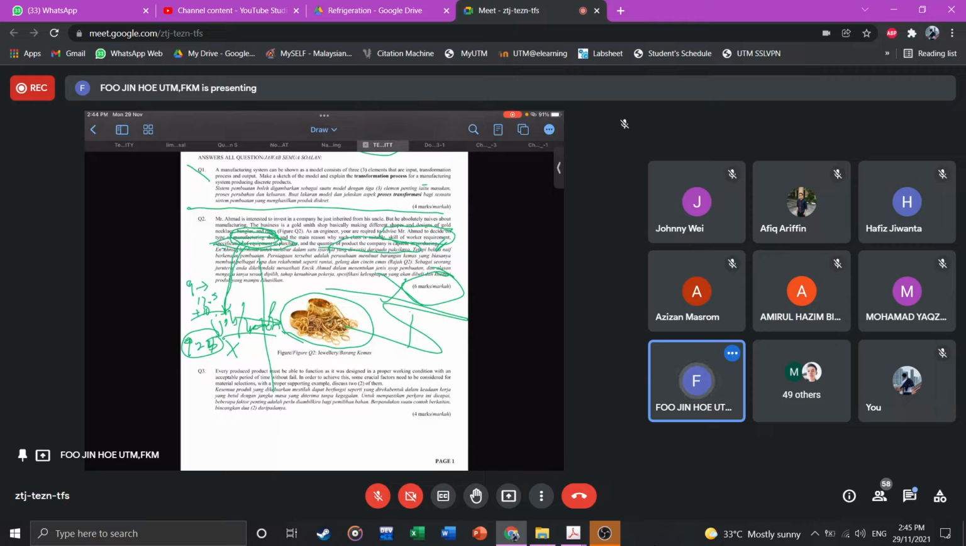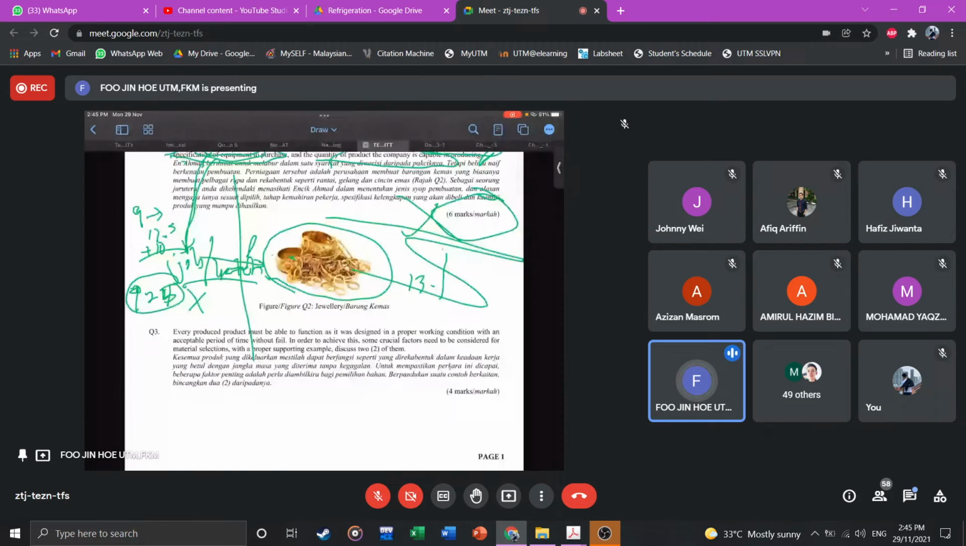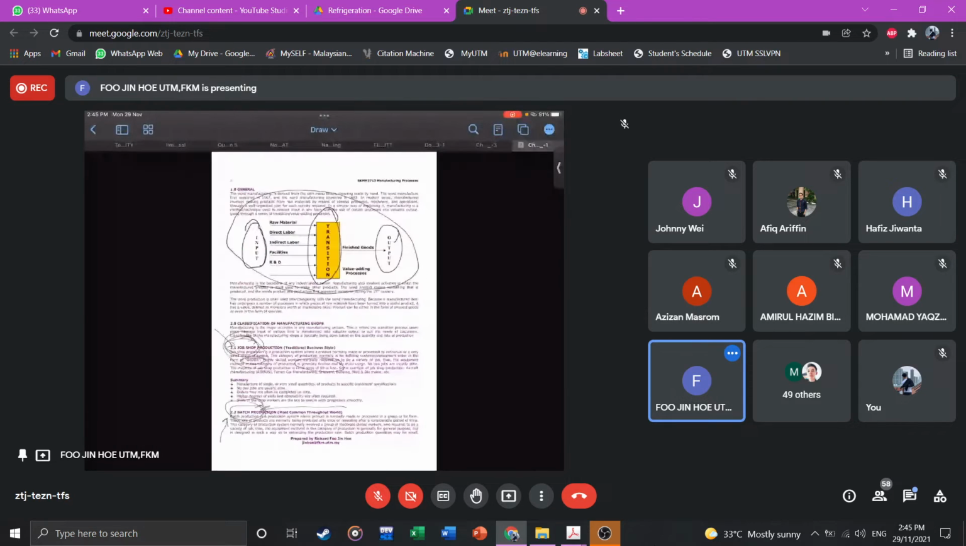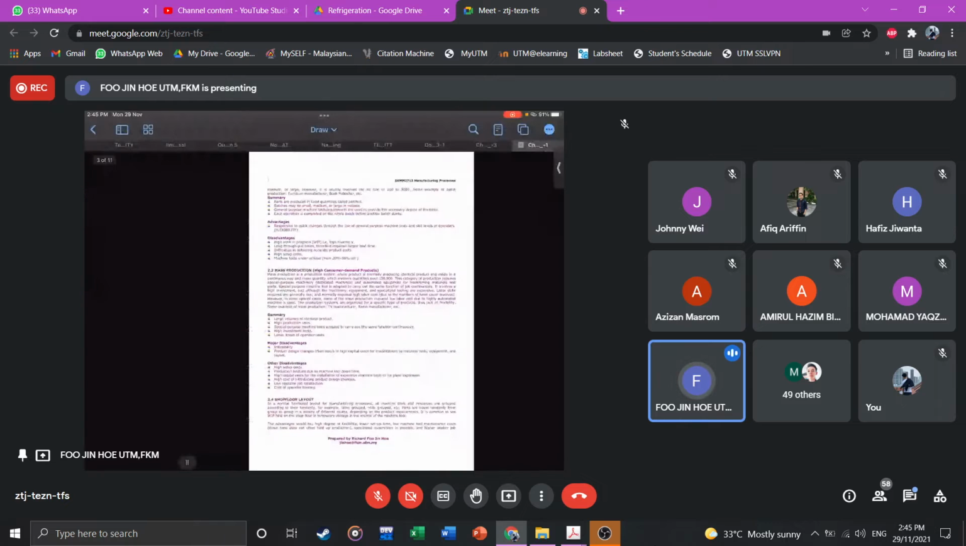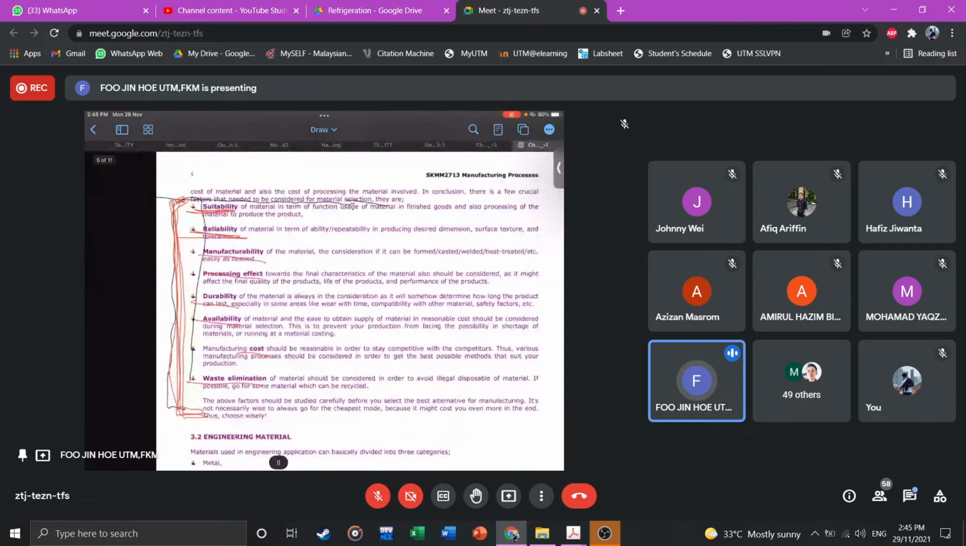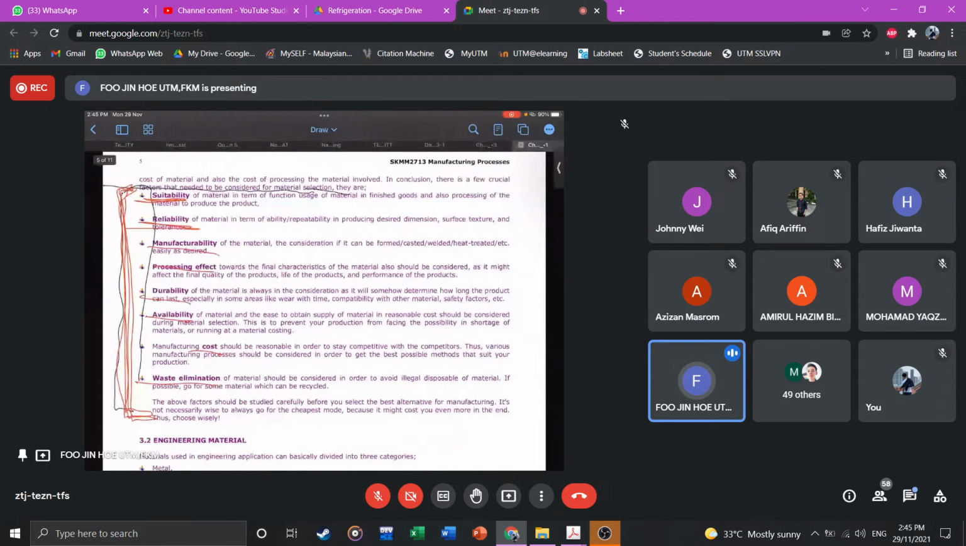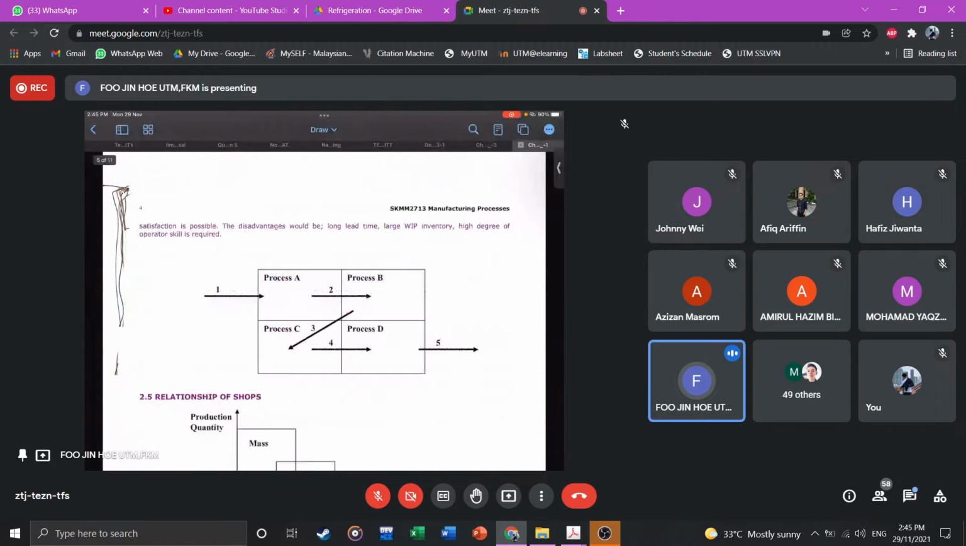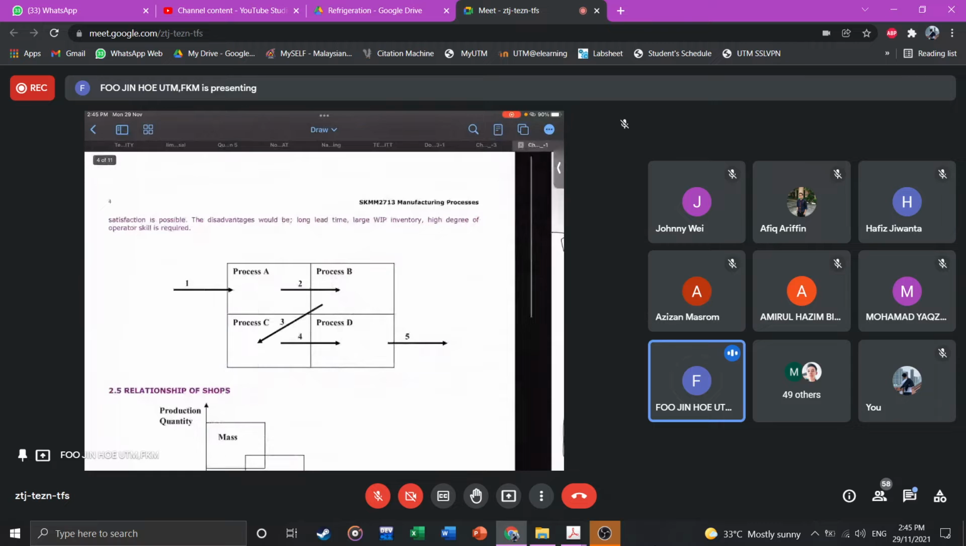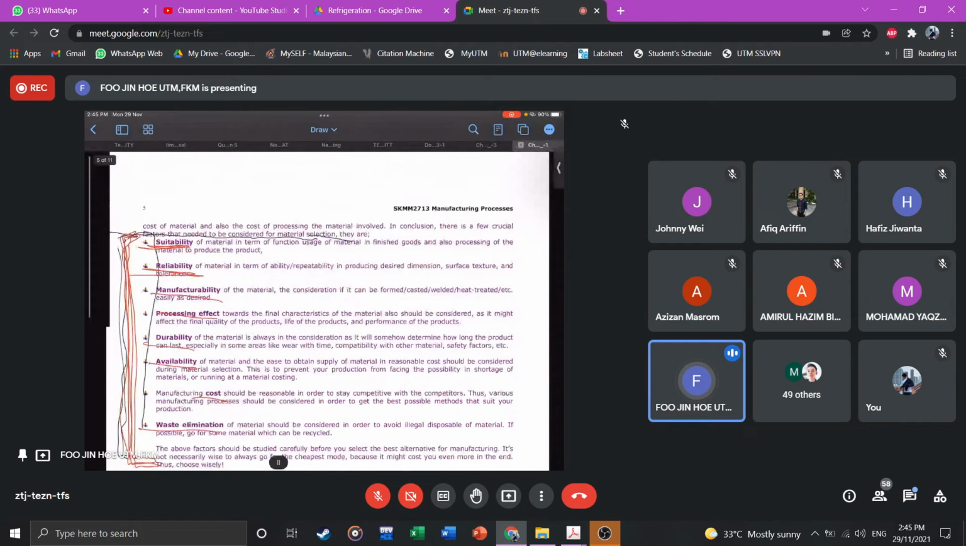So this one is in order to achieve this, some crucial factors need to be considered for material selection. Okay, this one is about material selection. It's quite straightforward. So we have to look into the material selection. This one I already drew, and I used it for yesterday's class as well. So the suitability, reliability, and so on.